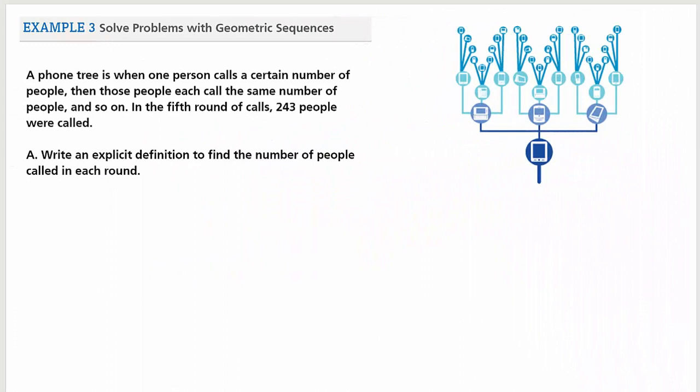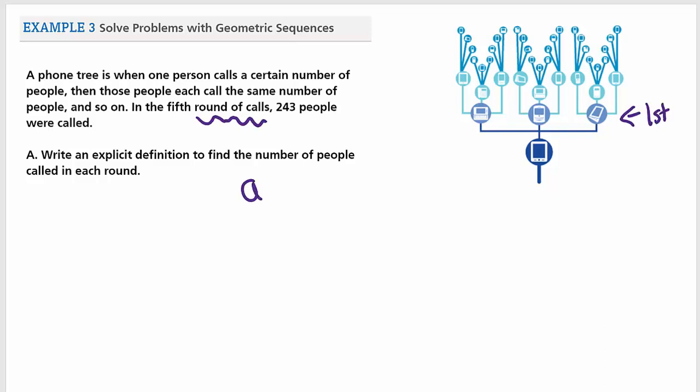In example 3, we are asked to solve problems of geometric sequences. So in this example, we have a phone tree where one person calls a certain number of people, then those people each call the same number of people, and so on and so forth. In the 5th round of calls, 243 people were called. So we're talking about rounds of calls.